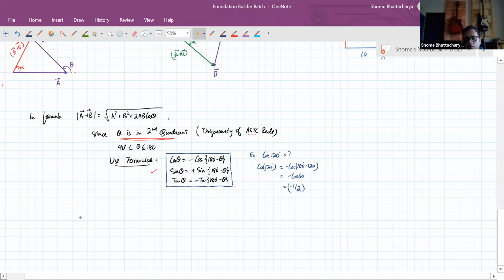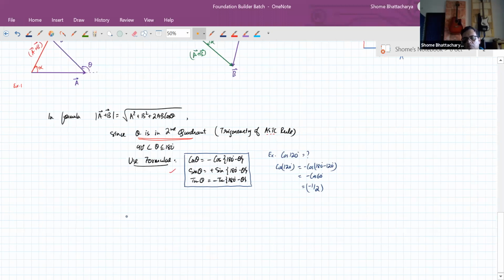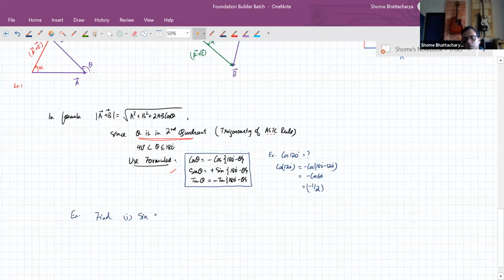the triangle law. So for example, find the values of the following. Just work out each of these using these formulae.